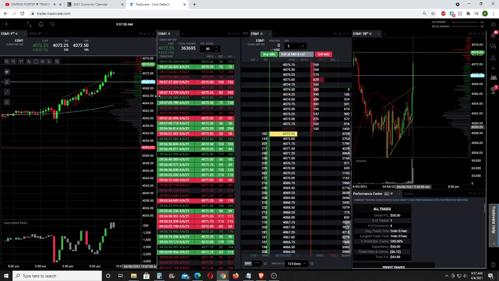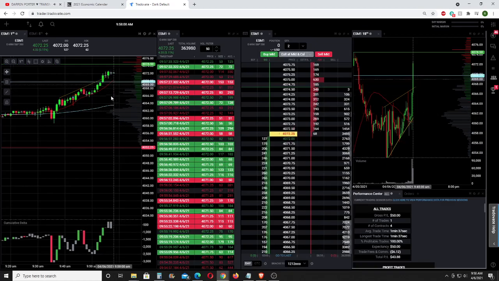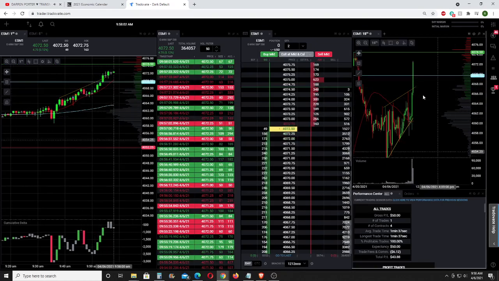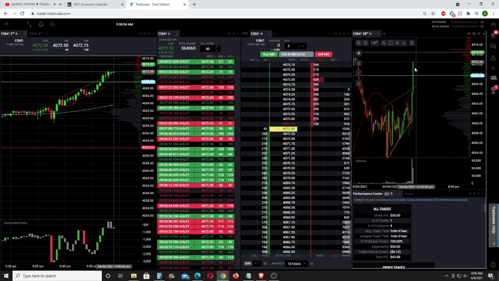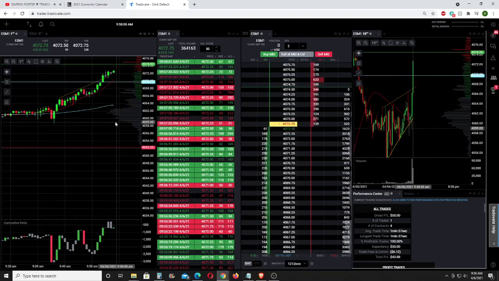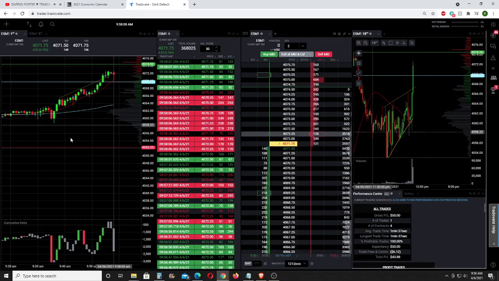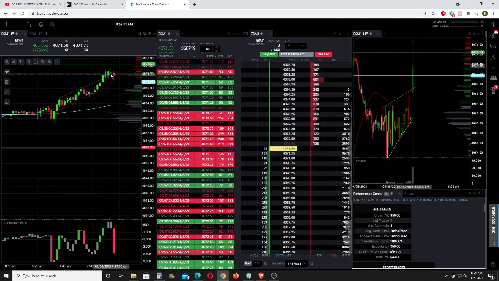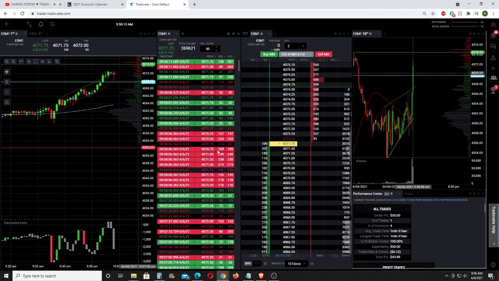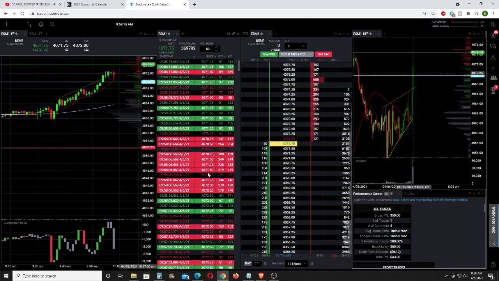I was thinking about swinging a micro ES contract, one of those micro ES contracts, swinging it. But yeah, nah, it's a little bit too extended here. Second entry, don't know. Look at these sell prints. Look at this. Looks like profit taking.